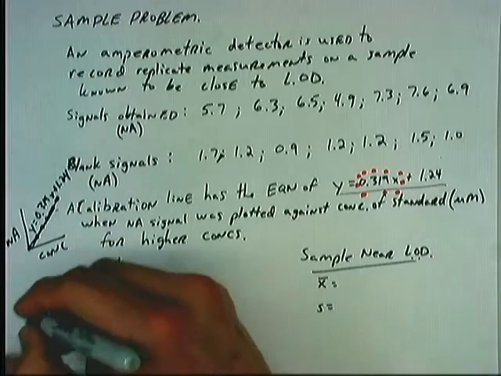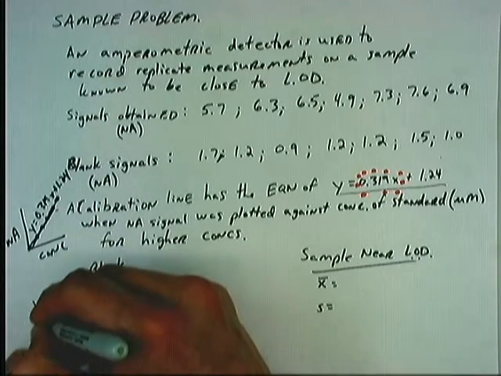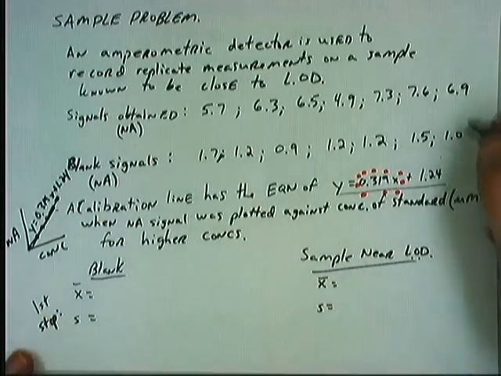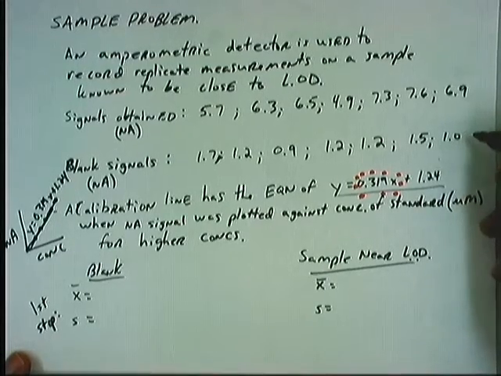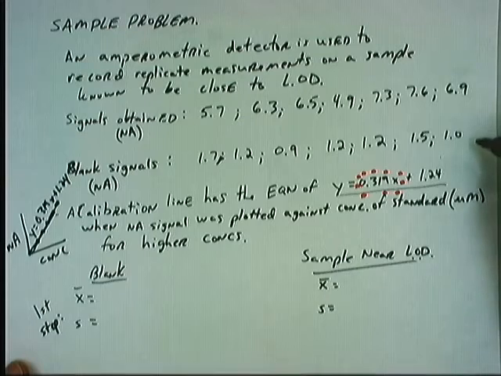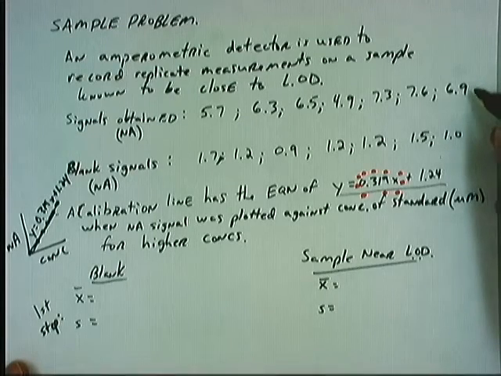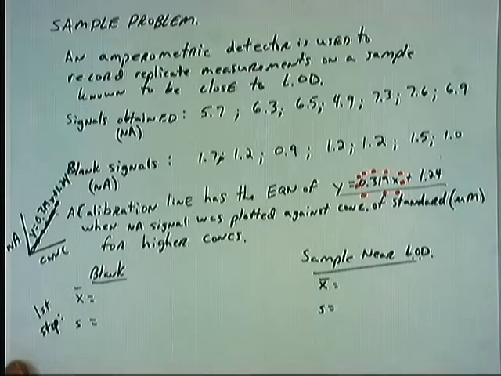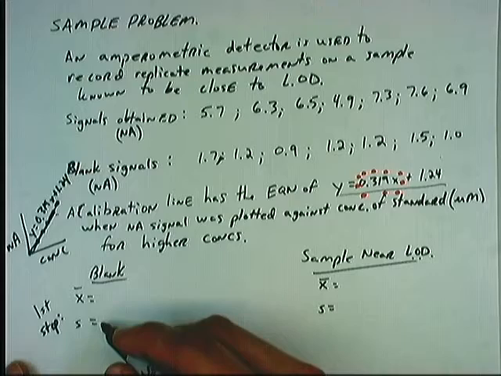Now the first step in this process, if you're given raw data like we're given here, is you always need to compute the mean and the standard deviations for both distributions, the blank and the signals for the sample near the limit of detection. Okay, so we've got to start out with the means and the standard deviations for both of those.